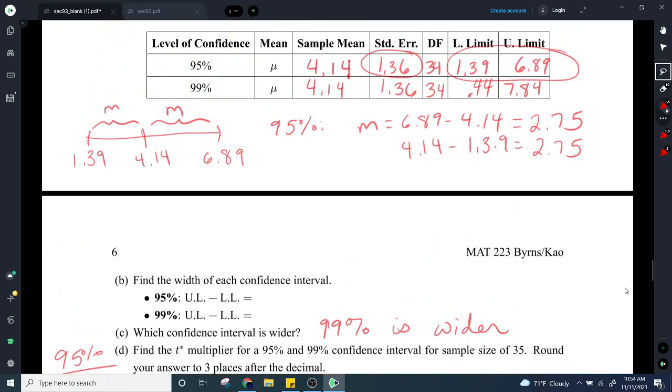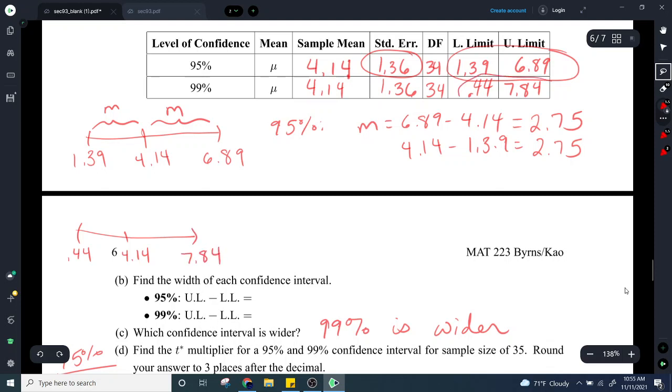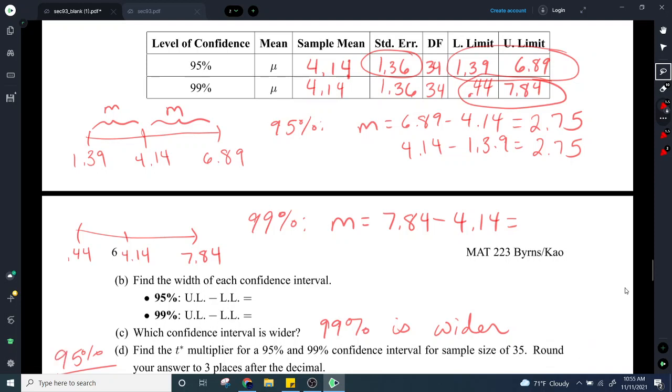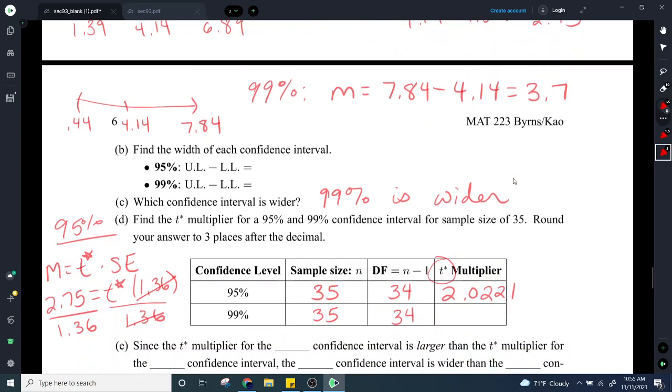For the 99% interval, I'm going to do the same thing. I'm going to put 4.14 in the middle. My lower bound for my 99% interval was 0.44. My upper bound was 7.84. I'm getting this information from the table right here. Using the upper bound minus the mean, 7.84 minus 4.14, I'm getting a margin of error of 3.7. I could do the same thing with the lower bound and should get the same number. I'm going to skip the details, but we'll go with 3.7.